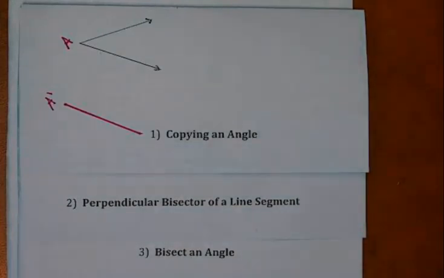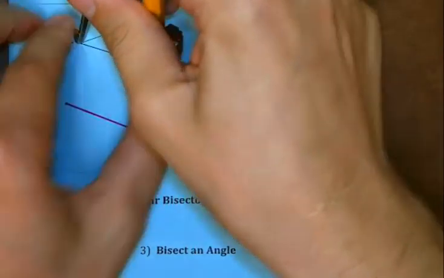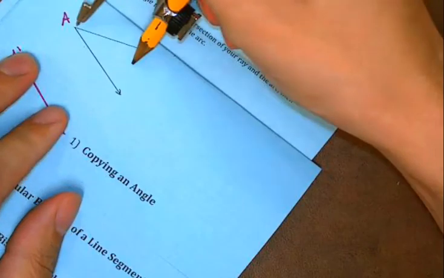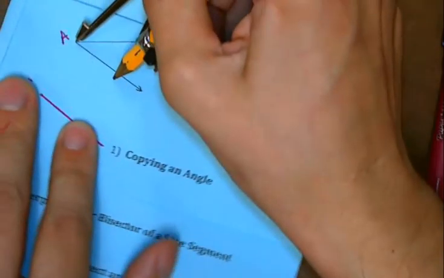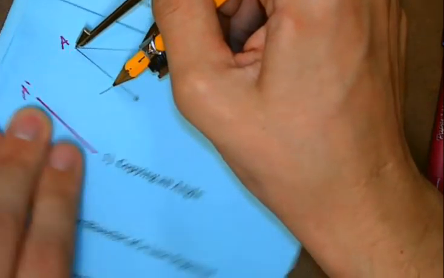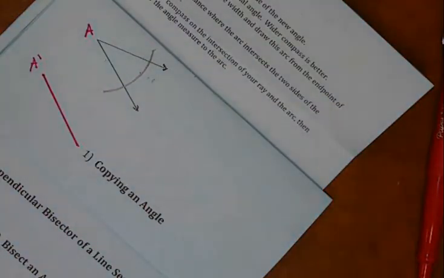So, take your compass, put the metal tip onto A, just like this. Put your metal tip on the A just like that. And what you're going to do is strike an arc, keeping your metal tip on the A. I like just to rotate the paper when I do mine. Okay, do you see how I made an arc just like that? Good job.